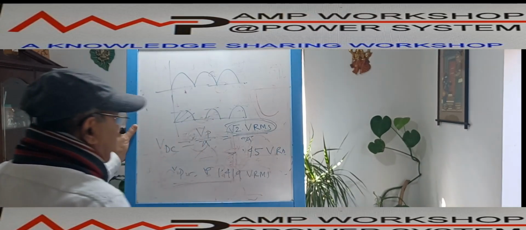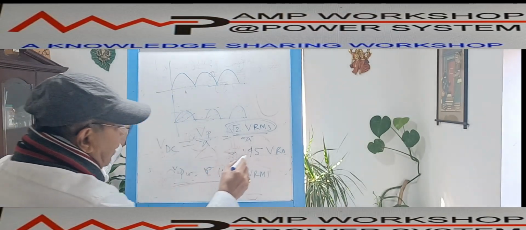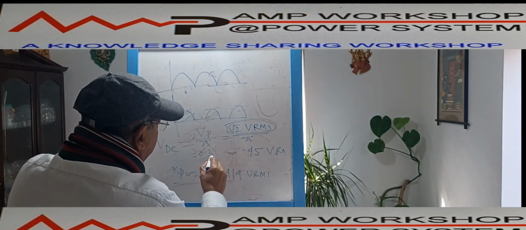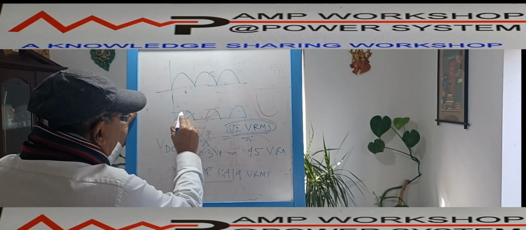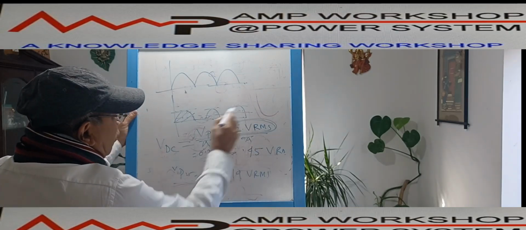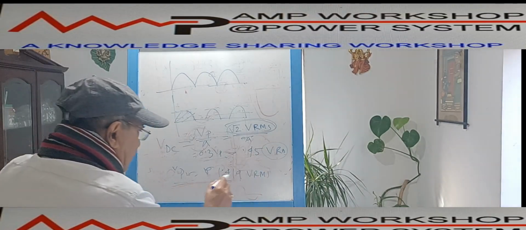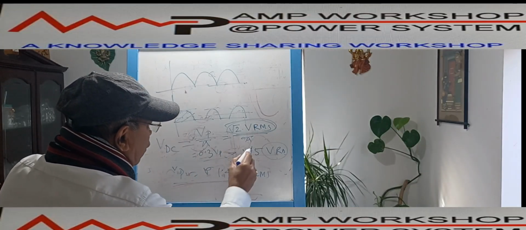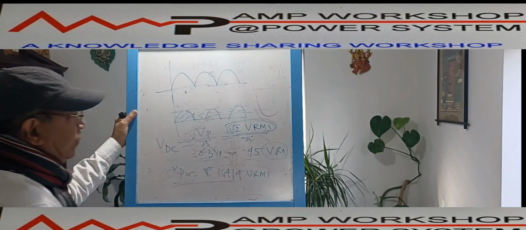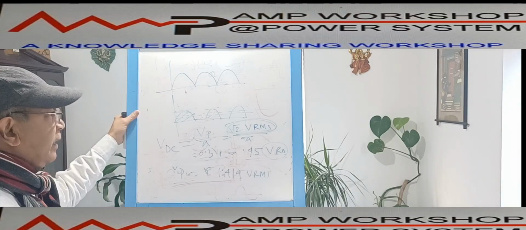This is the case of half wave. So in the case of half wave, the DC output in terms of VP will be only VP by pi, that is approximately 0.3 VP. If this is the VP, the average value of this will be only approximately 30% of the VP. And in terms of VRMS, VDC will be about 0.45, about 50% of the VRMS value. This will be the average value of VDC output in the case of half wave.